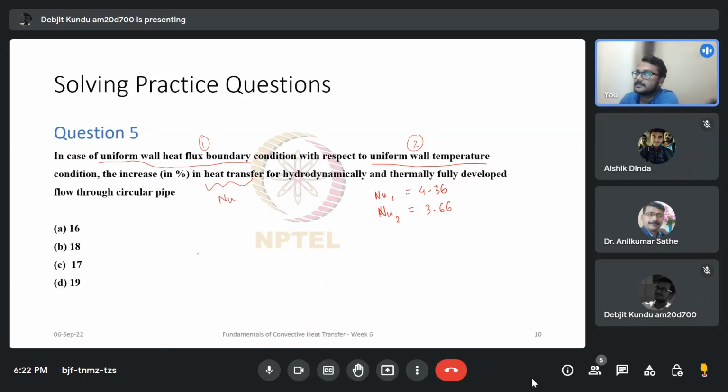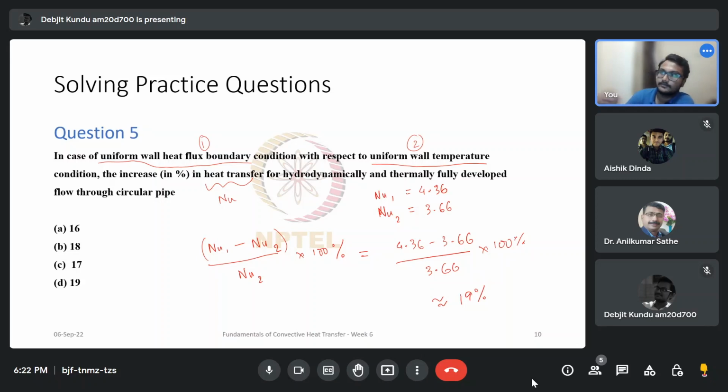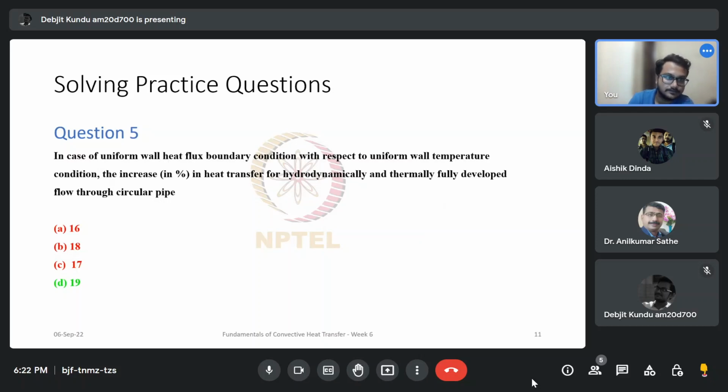So simply writing this, the percentage change would be Nu1, which is the higher one or the increased one, minus Nu2. We take the difference. And since it said with respect to the second one, that's why divided by Nu2. And then you simply multiply it with 100%. So if I take this difference and then divide it by 3.66 into 100%, should boil down to what? 19%. Is that right? Yes. Okay, so if you look at the solution, 19 is indeed the correct answer.